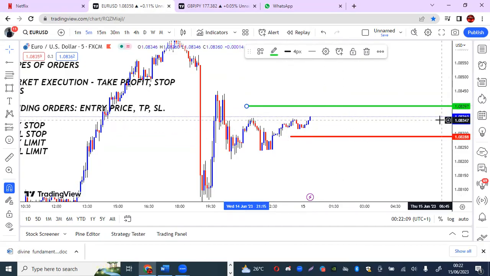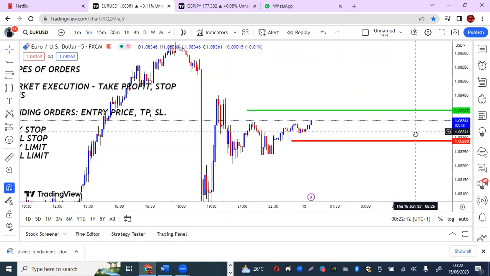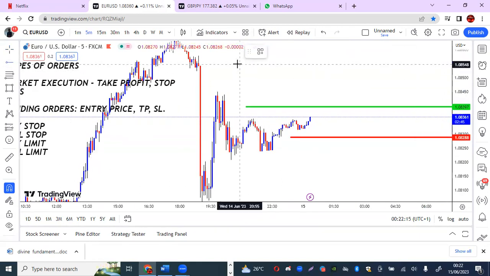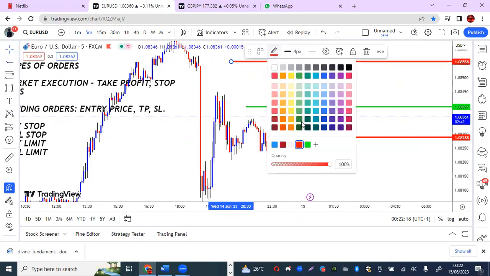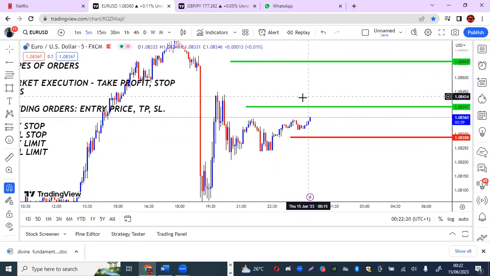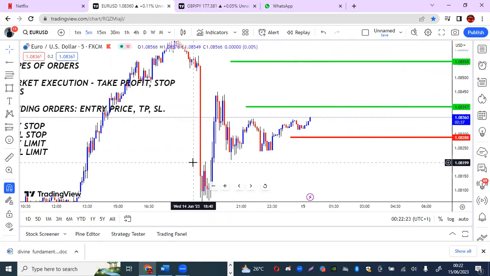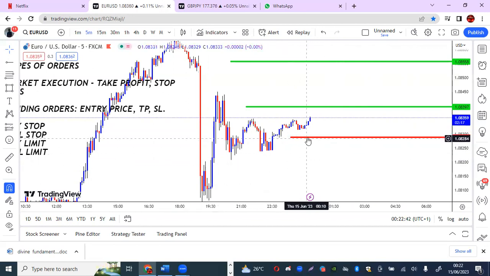I'll put my entry price, which is going to be 1.08397. Then I'll put my take profit here, 1.08558. I'll put the lot size I want to use. When we start trading on the mobile phone, you'll see the lot size and entry price. When you select buy stop, you're going to see lot size, entry price, stop loss, and take profit. So now my stop loss will be here. So entry price and then take profit.